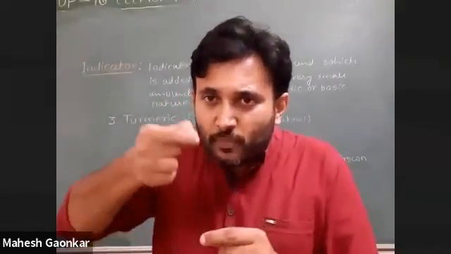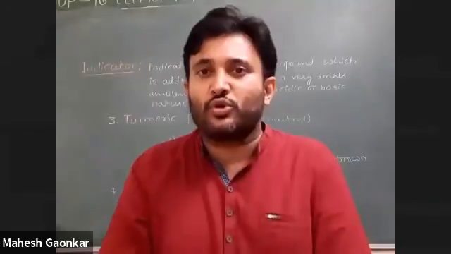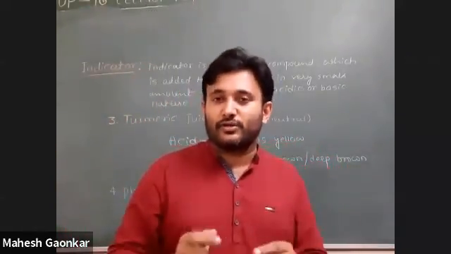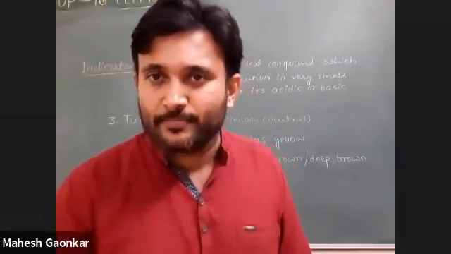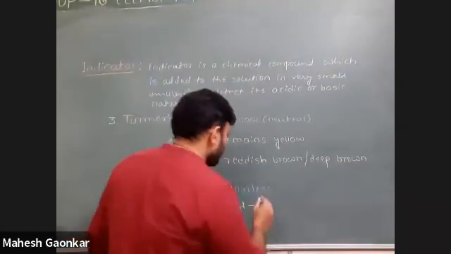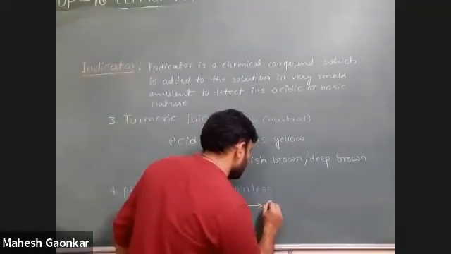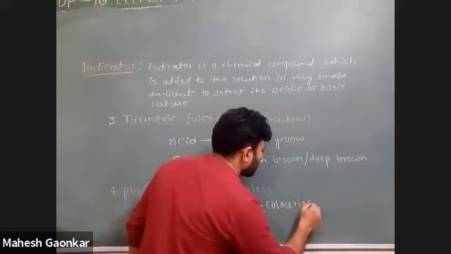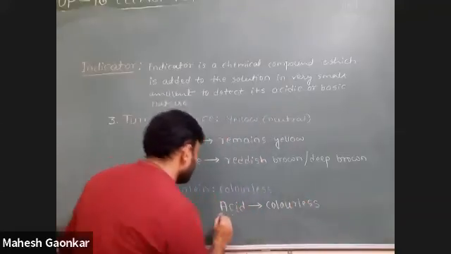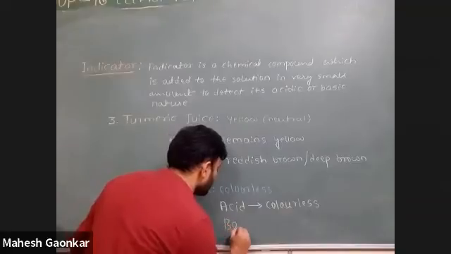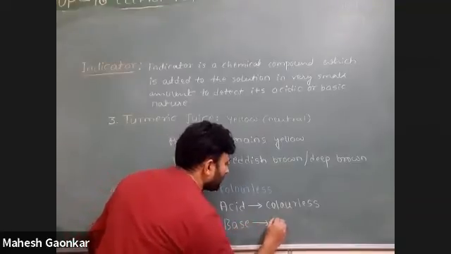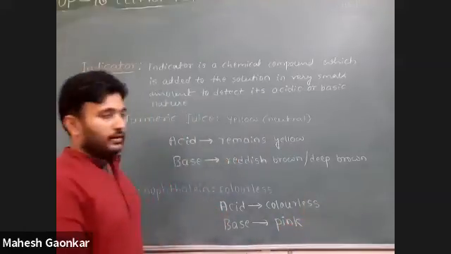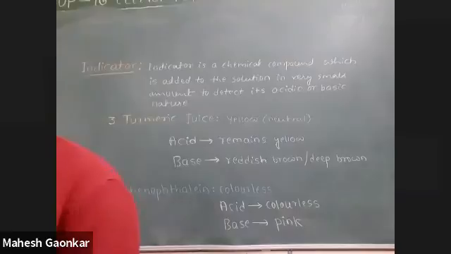That is the neutral point you want to know, which is why you have to add acid dropwise in titration. That's called titration, correct? So in acid, it is colorless. In basic solution, it is pink in color.